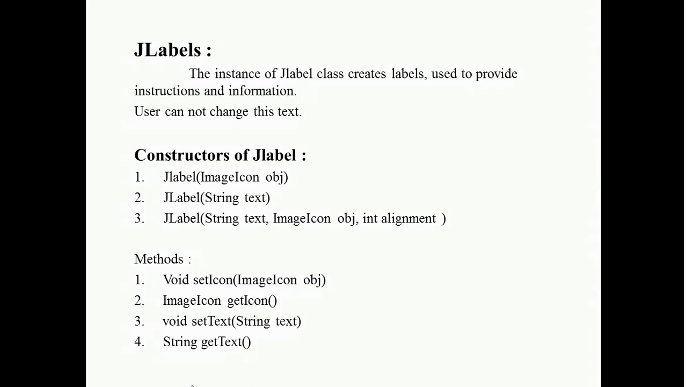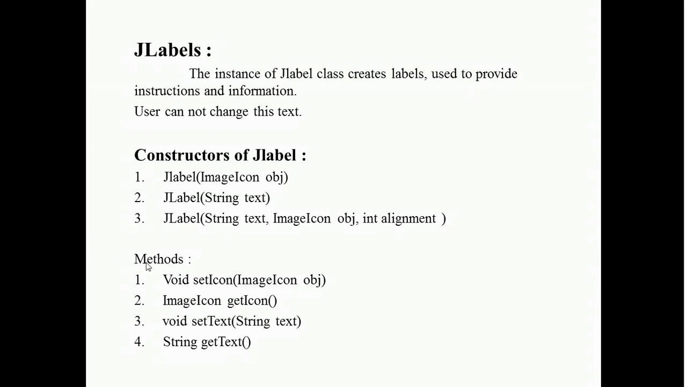So the third constructor assigns text, image, and alignment to the label. This alignment is provided by left, right, center, leading, and trailing. It means the value of the int alignment argument is left, right, center, leading, or trailing. So these three are the constructors of the JLabel.